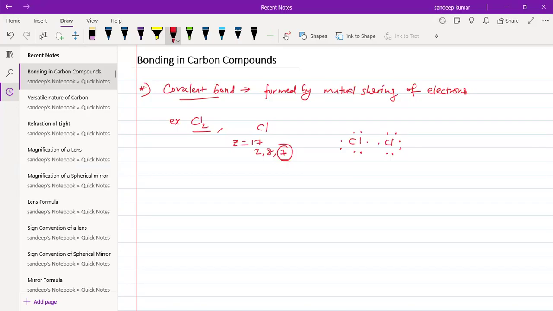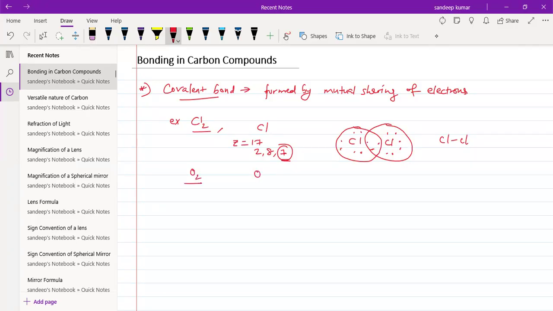To become stable, it needs one electron. So it will take one electron and become stable. Similarly, the other atom will take one electron and become stable. So between the chlorine atoms, one pair of electrons is shared. That's why we can say chlorine has a single bond. Is it clear?